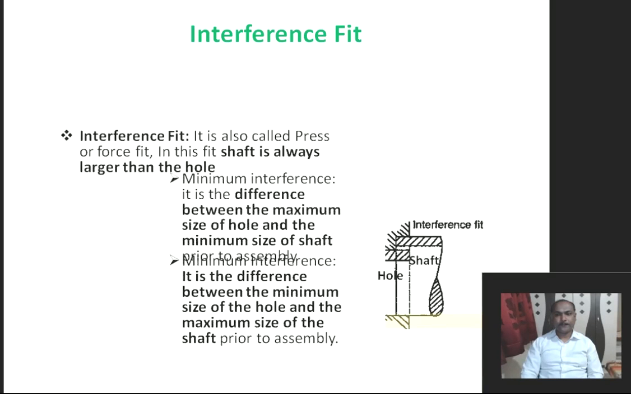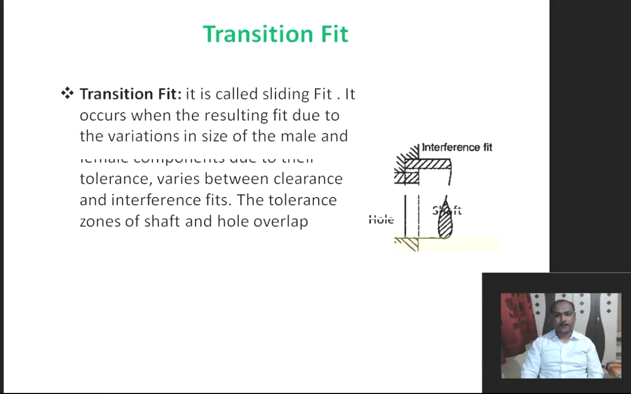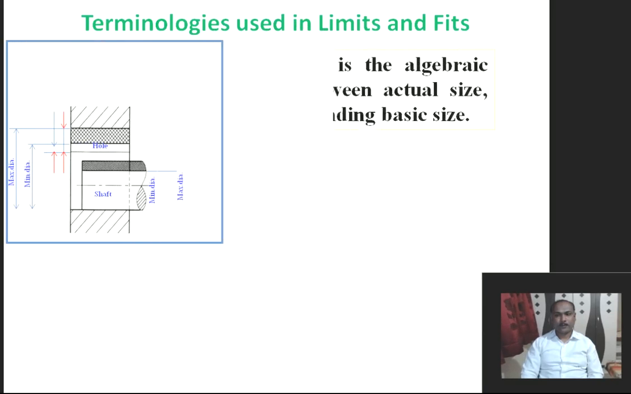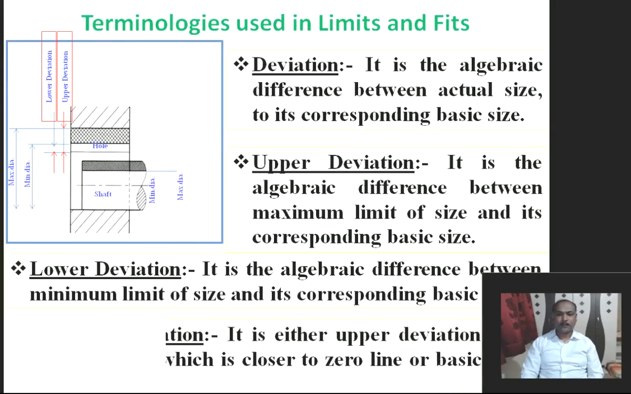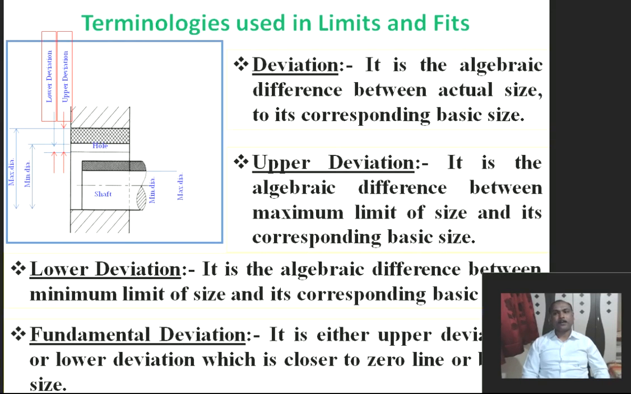So you have seen the definitions for the clearance fit, interference fit and transition fit, and which are used in various practical examples. Then there is one more definition, which is called deviation. Deviation is nothing but the algebraic difference between the basic size and the actual size. For example, upper deviation is the algebraic difference between the maximum limit or the upper limit of the size and the corresponding basic size. And the lower deviation is the algebraic difference between the minimum limit of the size or the lower limit of the size and the corresponding basic size.